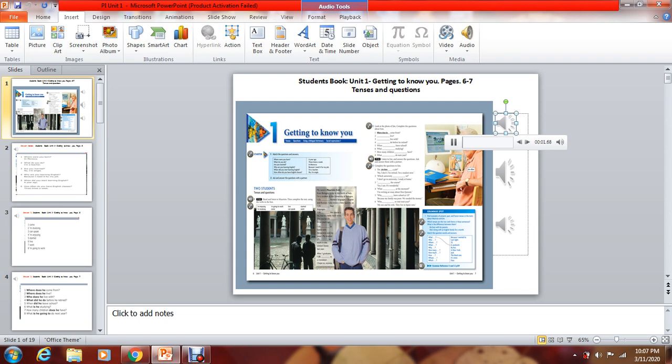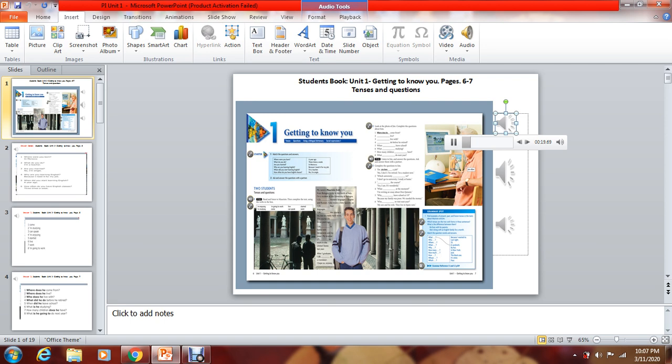Everybody, please open your books to page 6. Unit 1, getting to know you. In this unit, first of all, we will learn about tenses and questions. So I would like to explain tenses first.